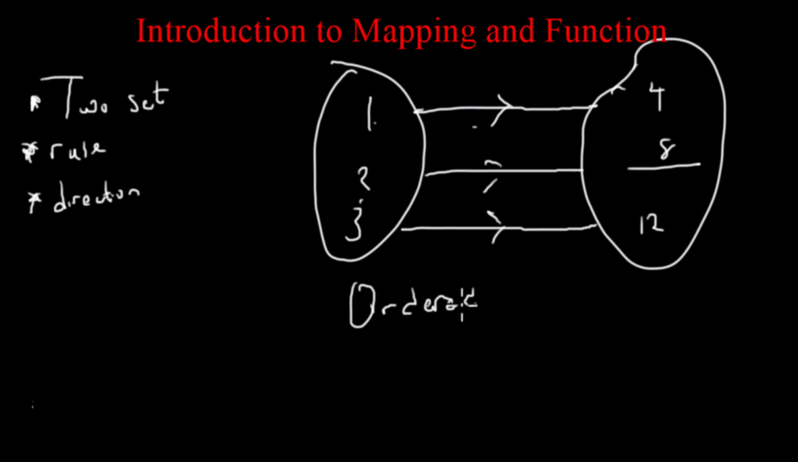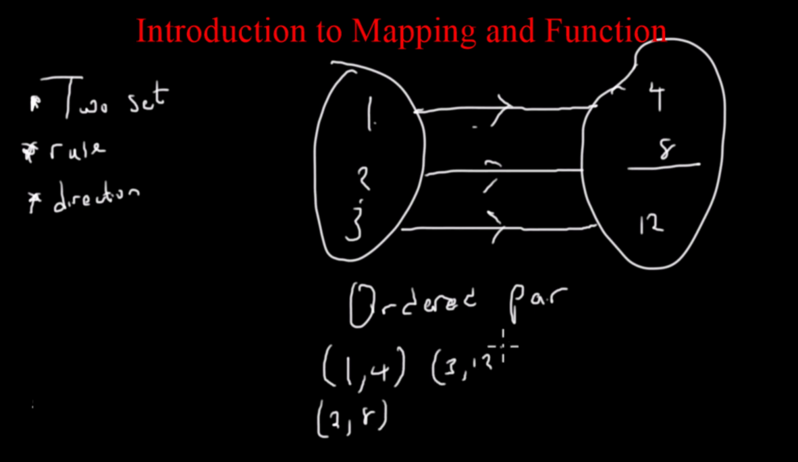Ordered pair. That is, I can say 1 is mapping out to 4. I can also say 2 will map out to 8. And lastly, 3 mapping out to 12.